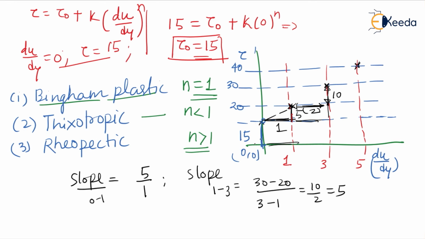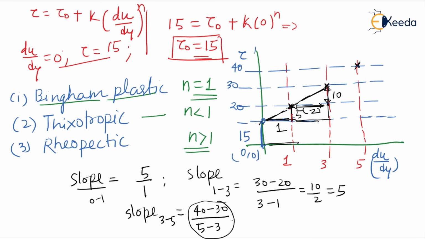So we can see the slope is the same. That means from here to here and here to here, the slope is constant. Now the next is the last segment, 3 to 5. The height is 40 minus 30 and the base is 5 minus 3. So again this value comes out to be 5. That means the slope is constant.